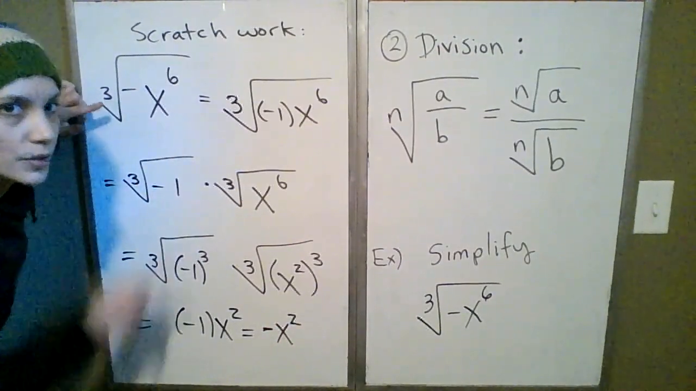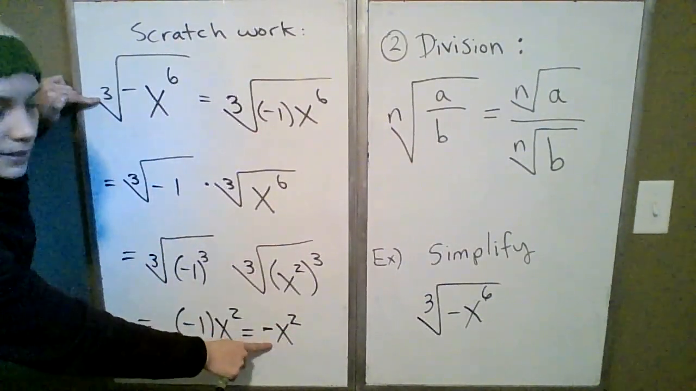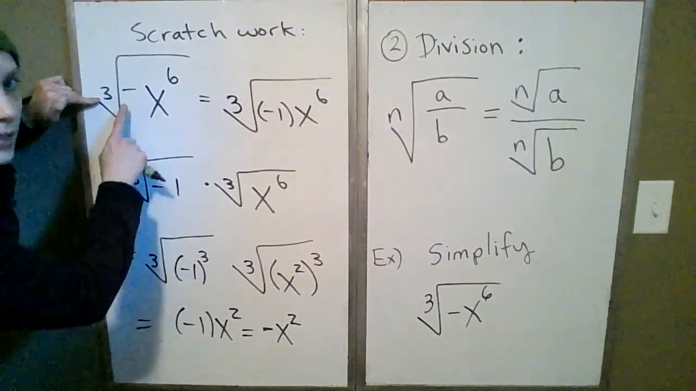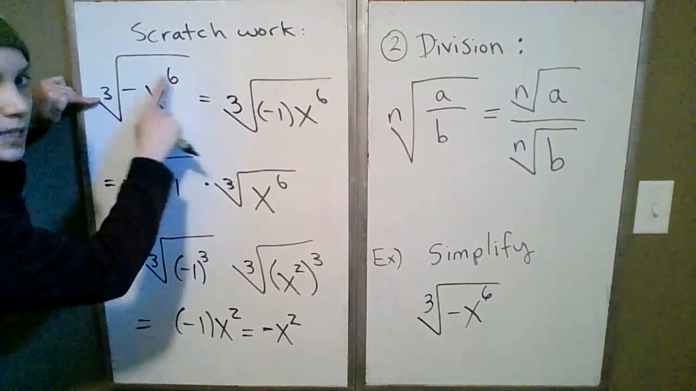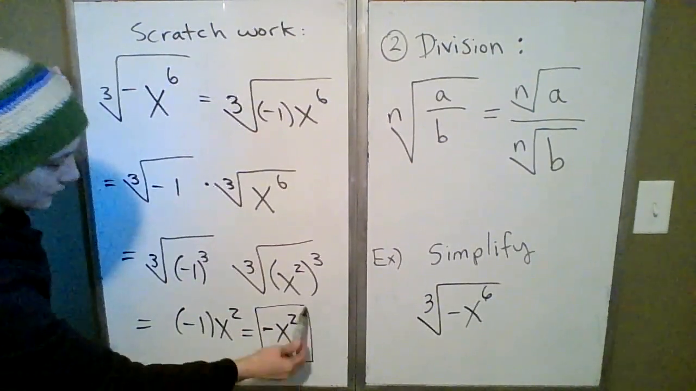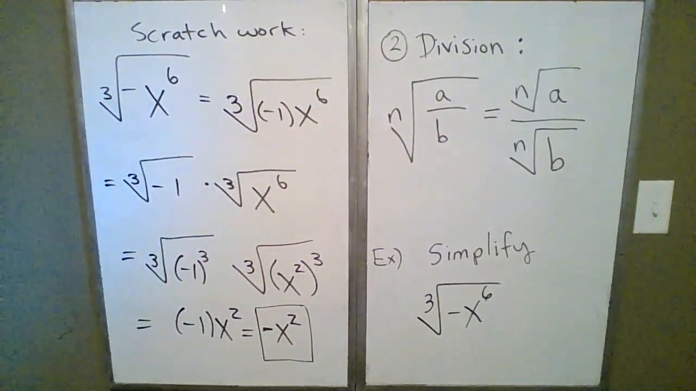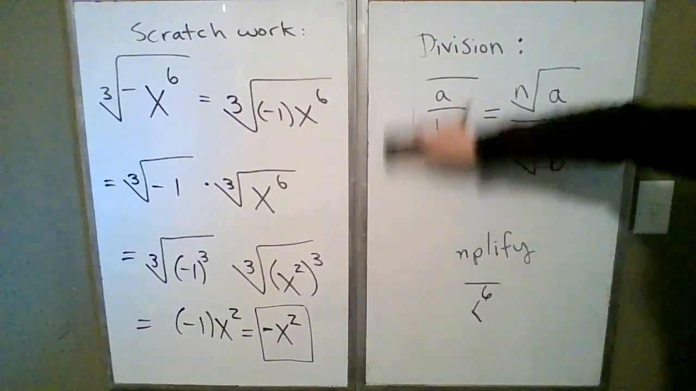Also, just in the future, I would just go with bringing that negative out, like this, just out to the front. And then you can use the trick I've tried to mention: take this power, divide by the root. 6 divided by 3 is 2. Great. Now let's try that other problem.